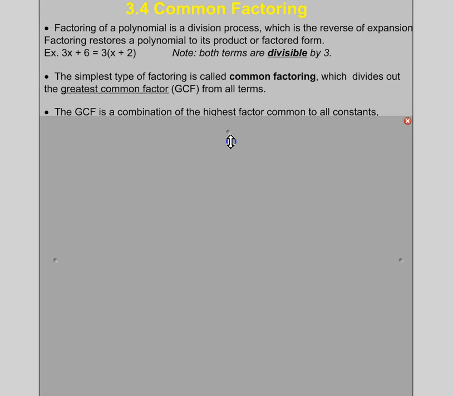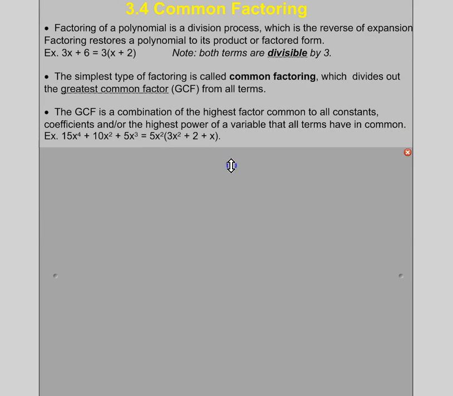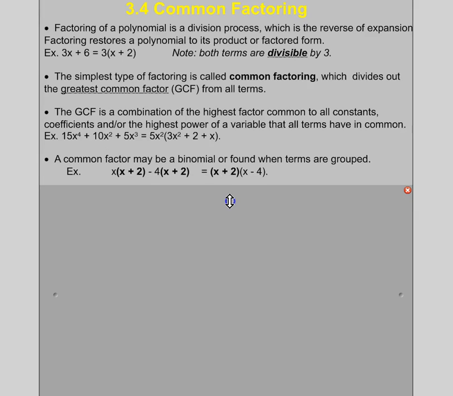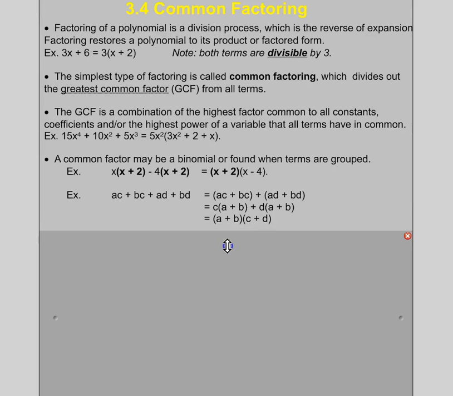Looking at slightly more complicated common factoring, we've got the definition of factoring again here as a reverse of expansion. Factoring restores a polynomial to its product or factored form. If we were to look at something beyond greatest common factor, well, we have for multiple terms, possibly containing a variable as well. We can also use common factoring when a binomial is actually the greatest common factor. So here we have two terms, and then x plus 2 would be common to both x and -4.